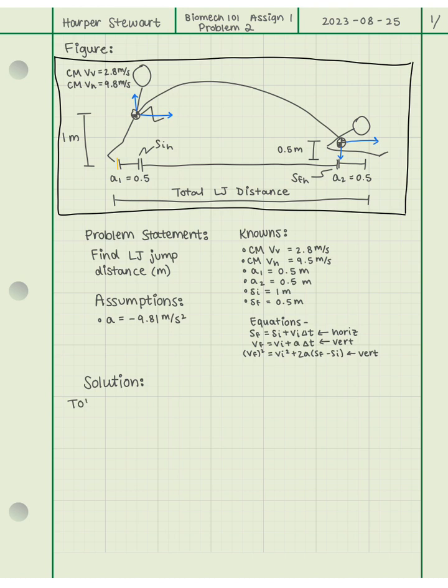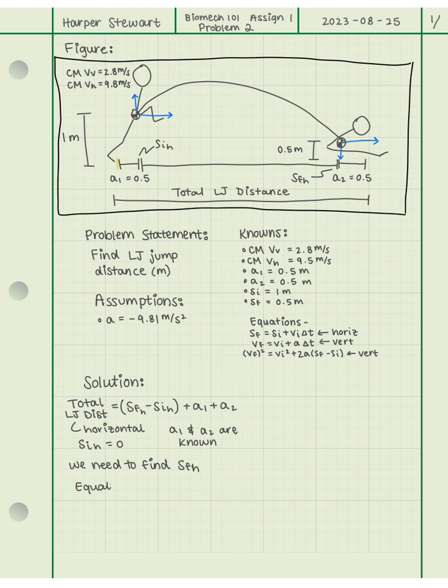So we know our total long jump distance is going to be equal to that final center of mass position minus the initial center of mass position plus the A1 and A2 distances to get that total long jump distance. And we also know that our initial horizontal distance is equal to 0. We're going to define that as our 0 point. So in order to solve this problem, we know all 3 of those variables, but we don't know SFH yet, so we don't know the final position of the center of mass.